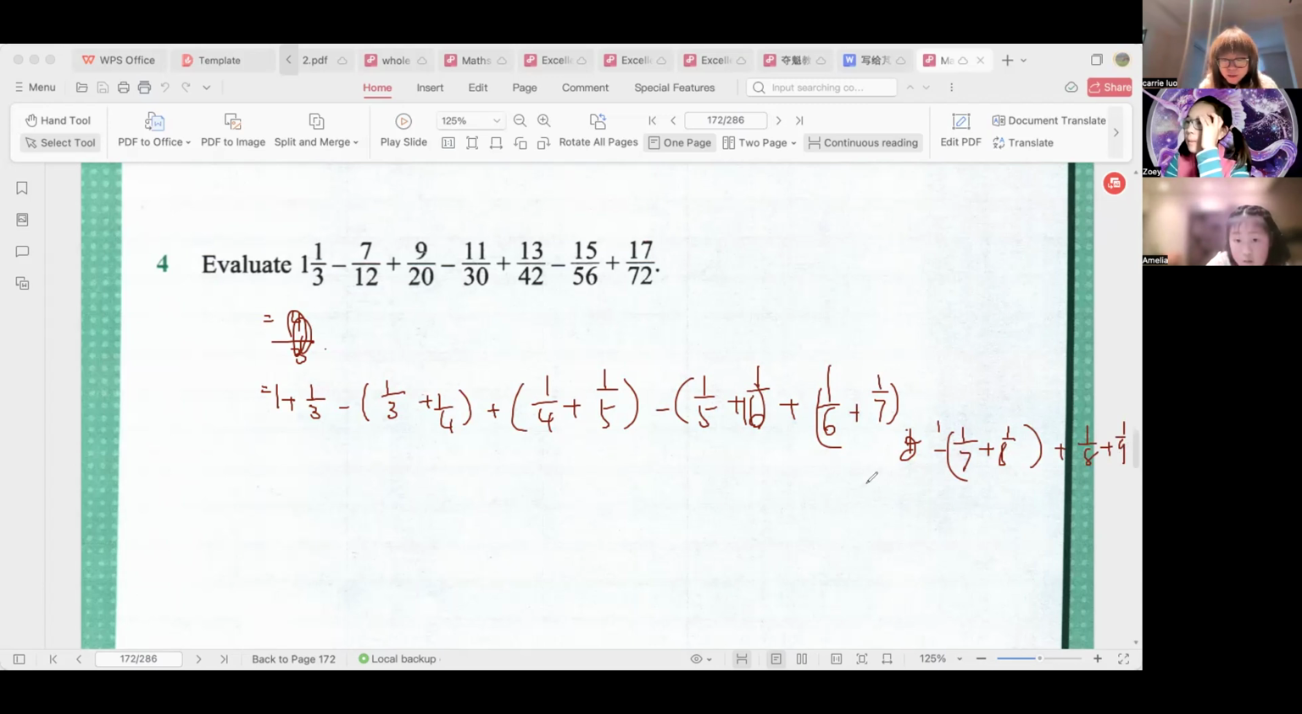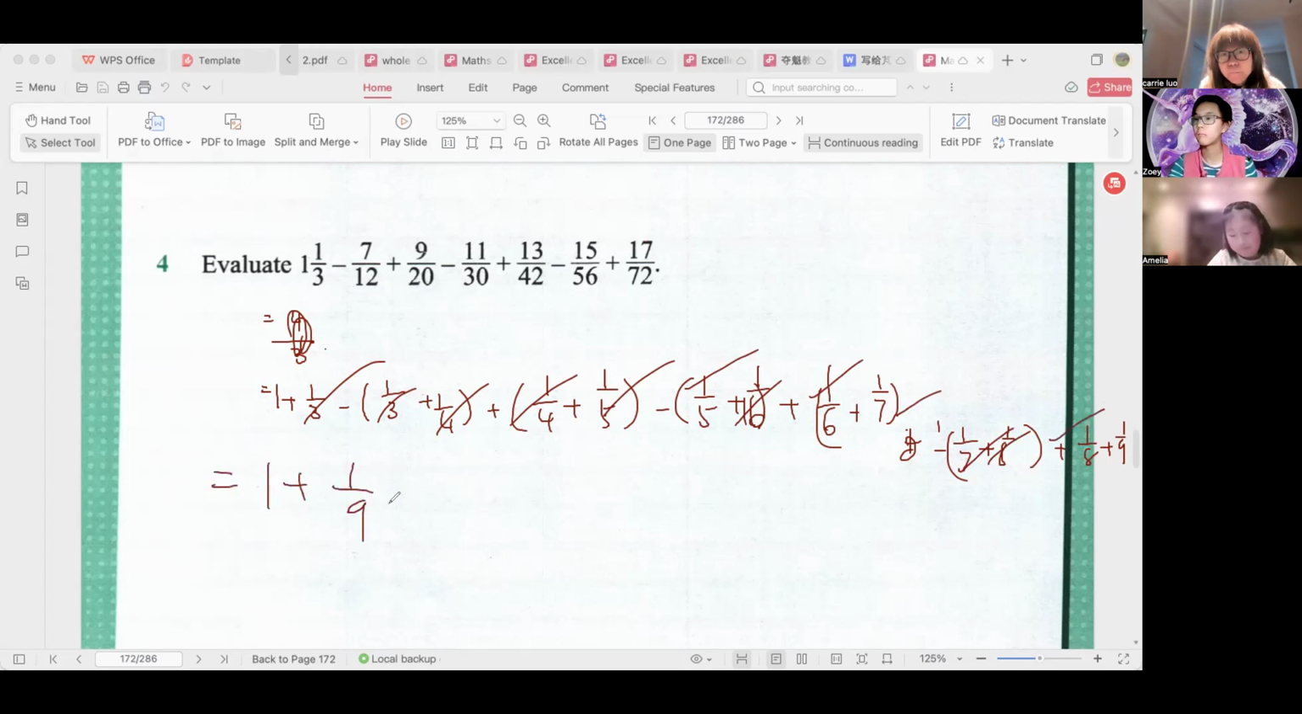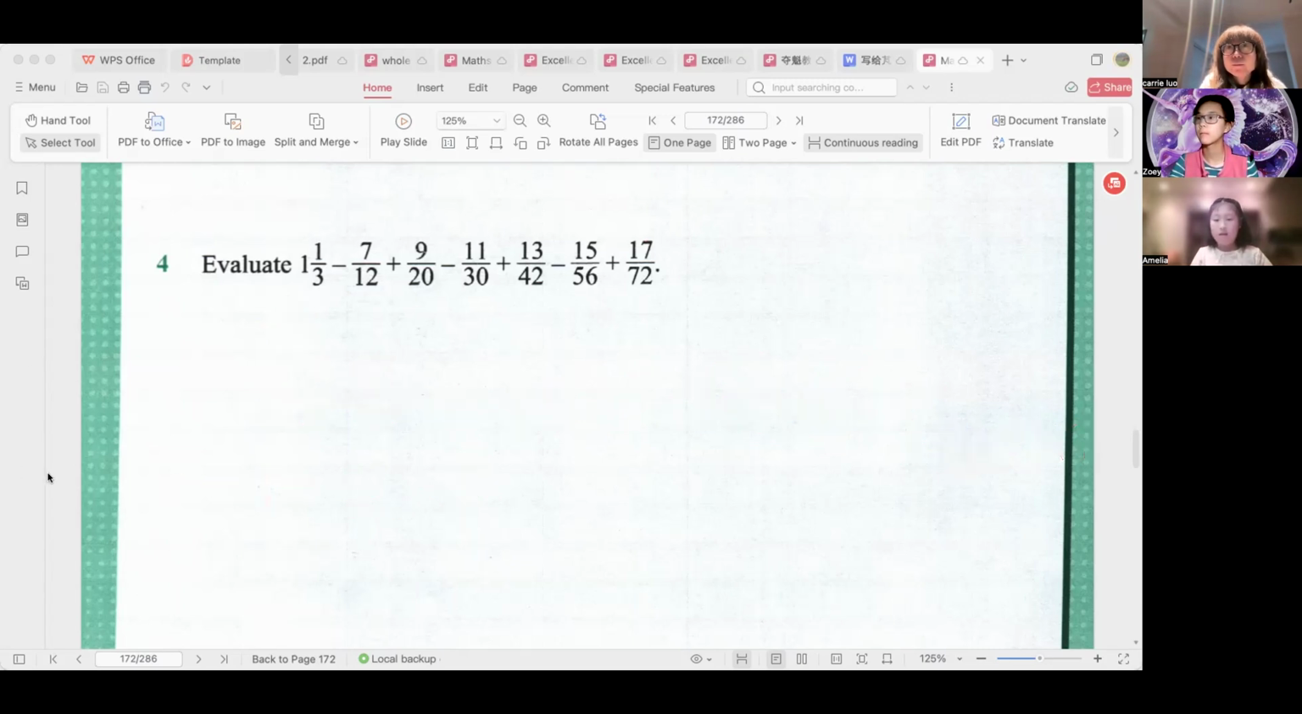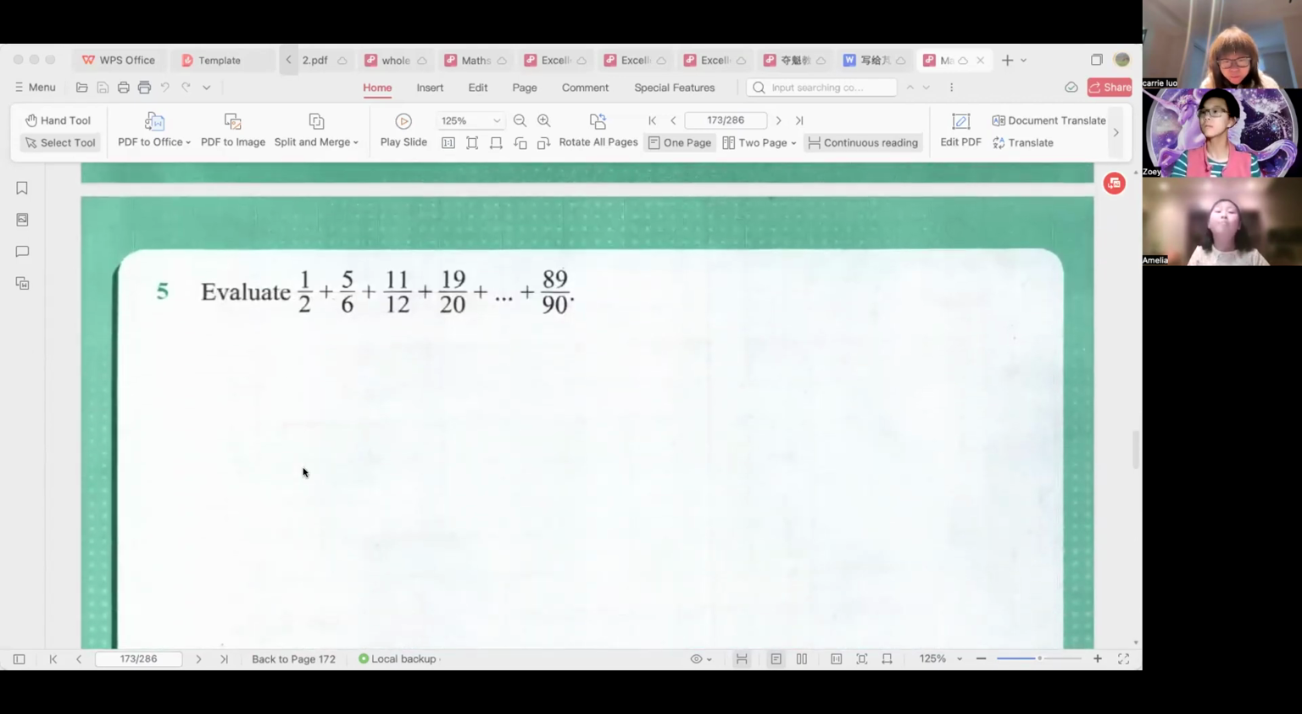Did you list all of them, Zoe? I was in the middle of listing all of them when you just explained everything. I almost finished listing and then you started explaining. Okay. Then after you listed them, you have minus and minus and plus and minus and minus. Right? So the last one is 1 plus 1 over 9 equals 10 over 9, correct? Okay, next one.